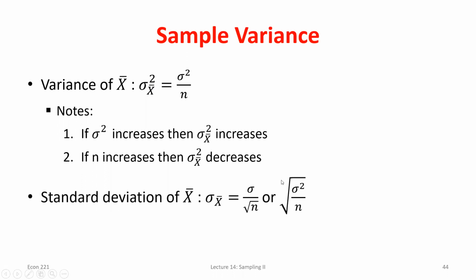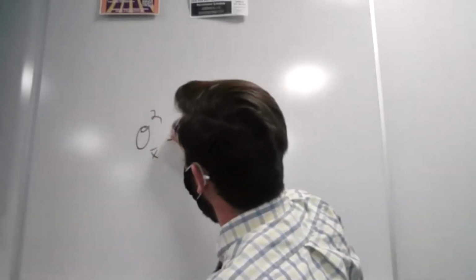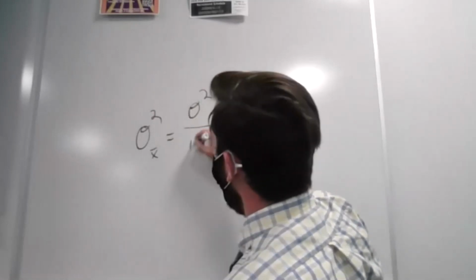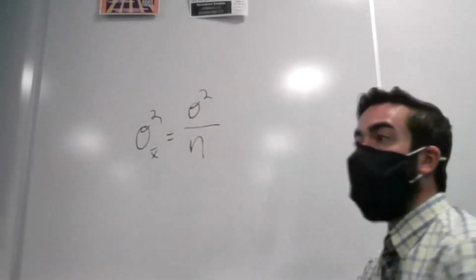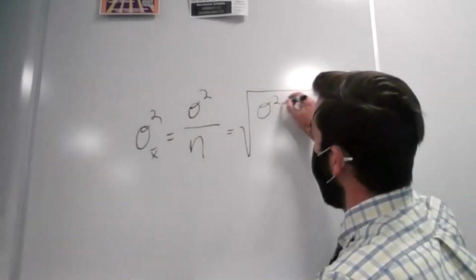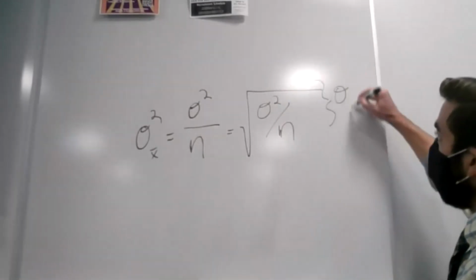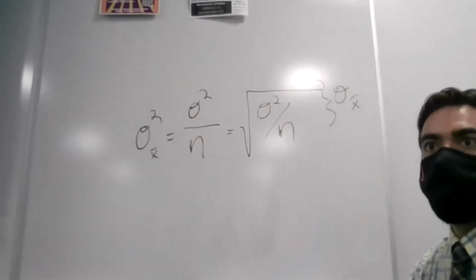Another thing here. In some of the formulas that we'll start looking at, let me go to the board real quick. Here's the variance of my sample means. If I want the standard deviation, I just take the square root of that. So this represents the standard deviation of my sample means.